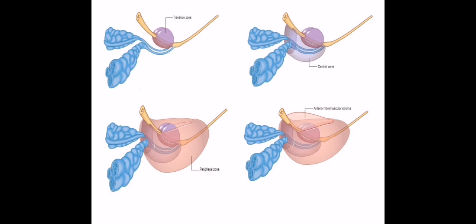And finally, there is an anterior fibromuscular stroma. It is a non-glandular tissue. The majority of glandular tissue is in the peripheral zone. The anterior fibromuscular stroma is non-glandular tissue. It extends from the bladder neck to the striated urethral sphincter.